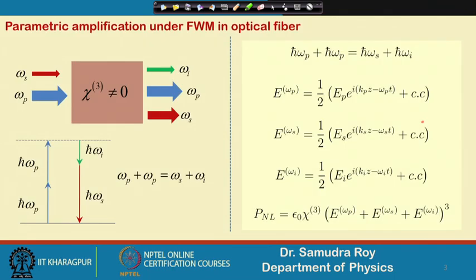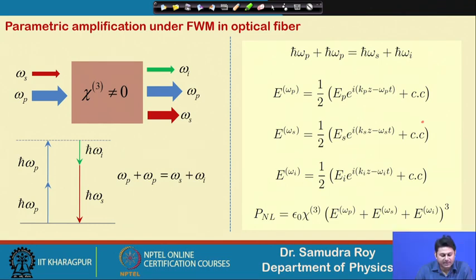In the parametric amplification process, in an optical fiber we launch a pump omega p, and if this optical fiber has a strong third-order nonlinearity, we can use it for amplification of a signal omega s. How this omega s is generated can be understood from this energy diagram: two pump photons are absorbed and generate one idler photon and one signal photon. That means omega p plus omega p equals omega s plus omega i.